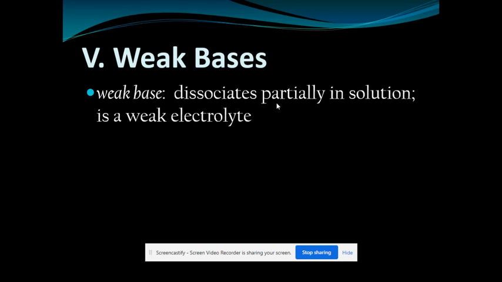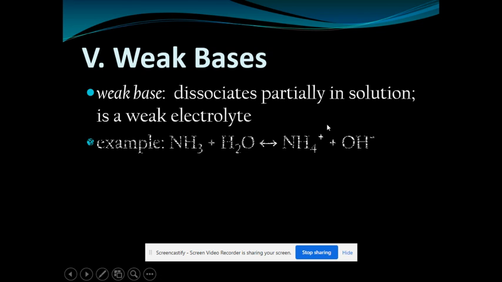Making hydroxide in solution. It's still going to make hydroxide, which is what bases do, but it does it in such a small amount that it's considered weak. And it would be a weak electrolyte, just barely conducting electricity because of it. An example here is ammonia. Remember, ammonia was that kind of weird example that we had, I think, in our last notes 2 weeks ago.